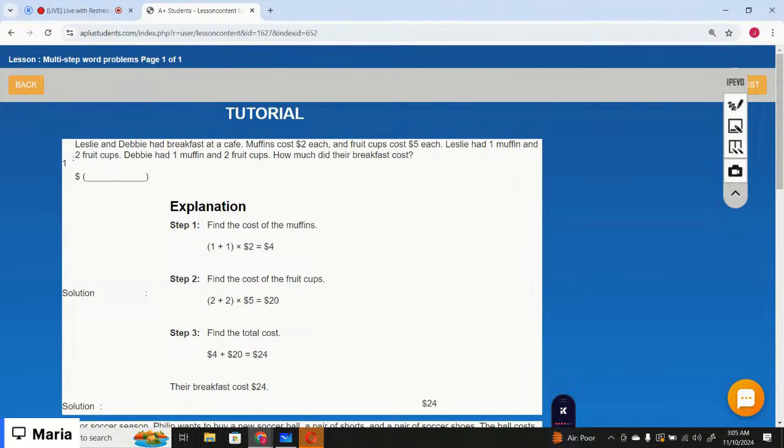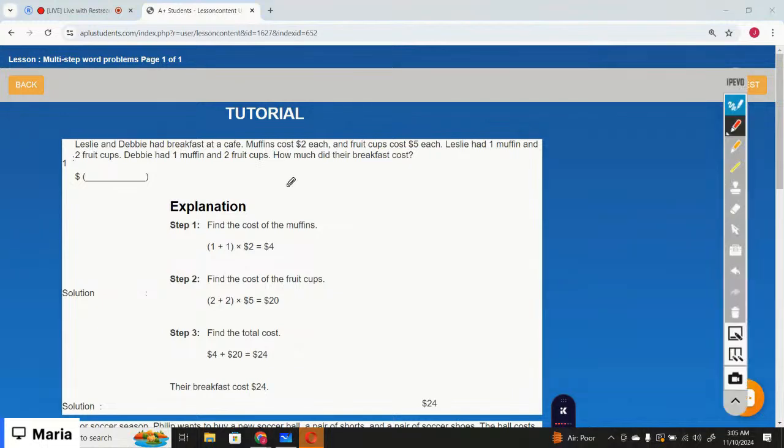Leslie and Debbie had breakfast at a cafe. Muffins cost $2 each and fruit cups cost $5 each. Leslie had one muffin and two fruit cups. Debbie has one muffin and two fruit cups. How much did their breakfast cost? So you have to calculate the cost of their breakfast.